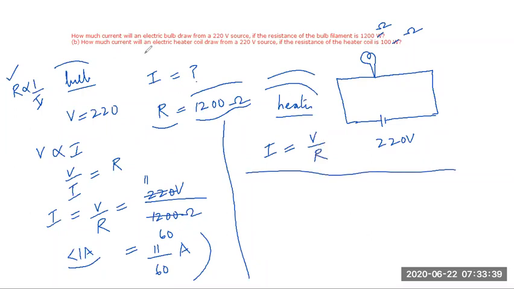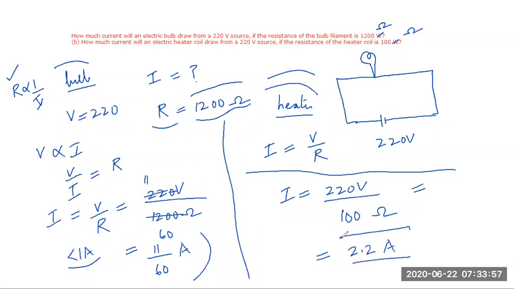As we do in the second case, the voltage is again 220, and the resistance is 100 ohm, so the current would be 220 volt by 100 ohm. Very simple, this is equal to 2.2 ampere. So it is a lot more than the current which the electric bulb was drawing from the battery. So we come to know a new thing: as the resistance of different things changes, the current drawn will also change, such that I into R is equal to 220 volt.